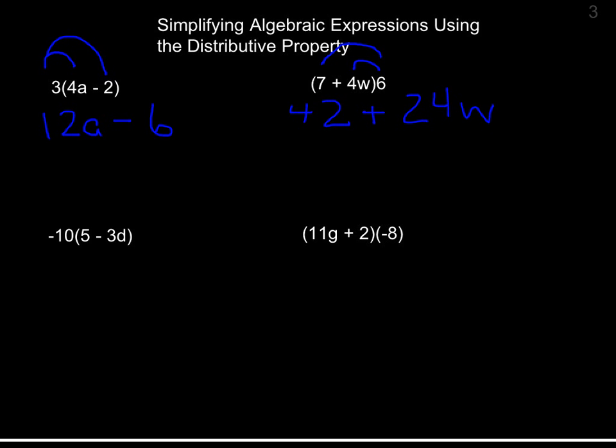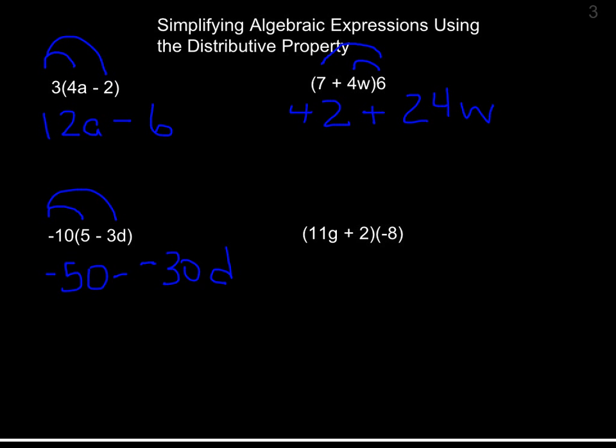Down here at the bottom, just be careful when you're distributing with a negative number. So negative 10 is the factor that I'm distributing. Negative 10 times 5 is negative 50. Bring down my subtraction sign, that's between the 5 and the 3d. And negative 10 times 3d is negative 30d.